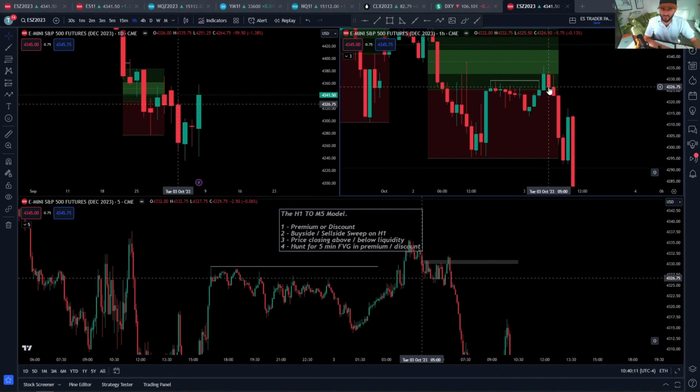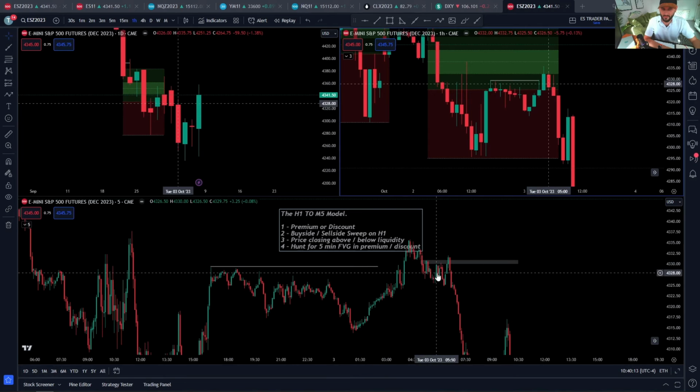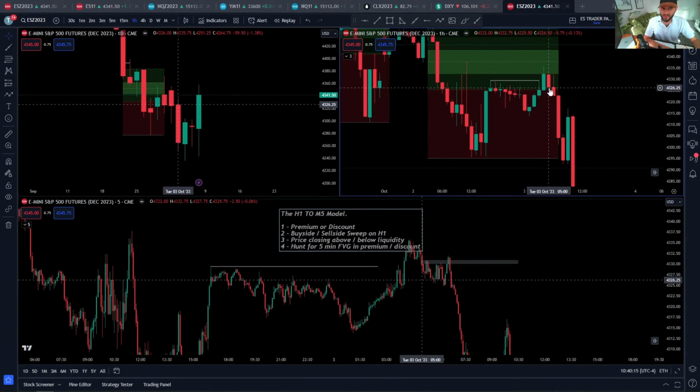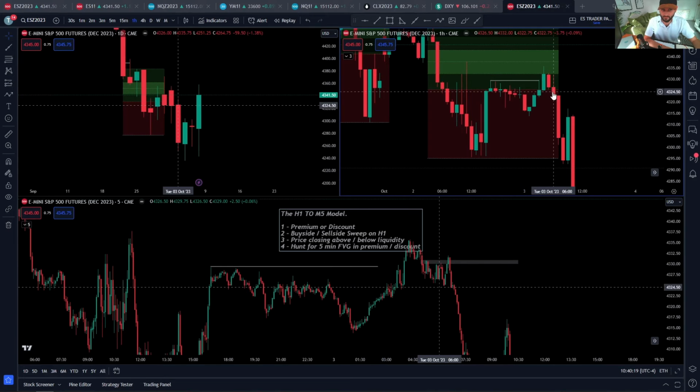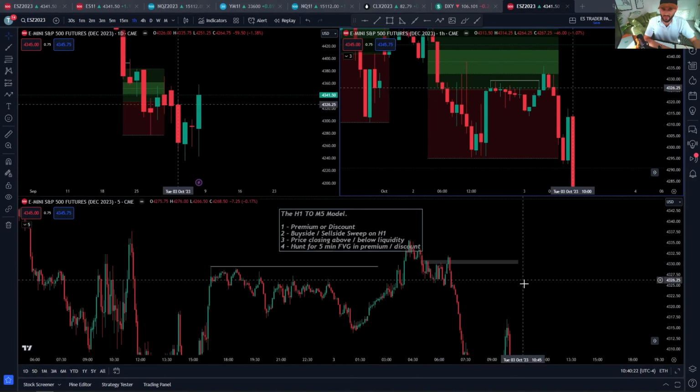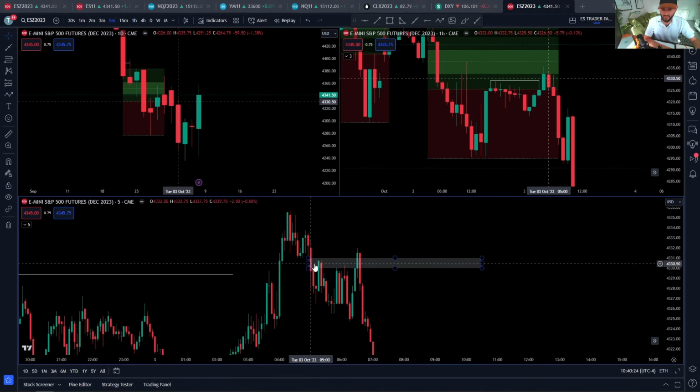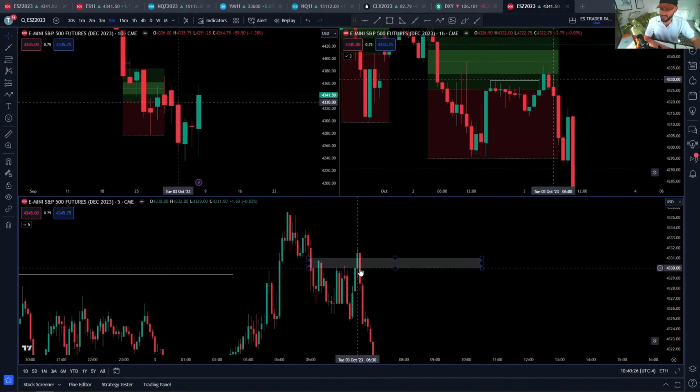This candle closes below this buy side, right? So on the following candle, once this candle closes below, because this candle didn't close below, if you remember, we are looking for a 5-minute fair value gap inside of a premium. Where's our 5-minute fair value gap in a premium? Right here. Boom, bam. There's our entry, stop above the high.